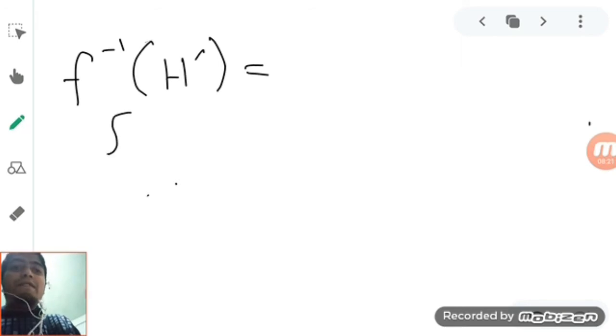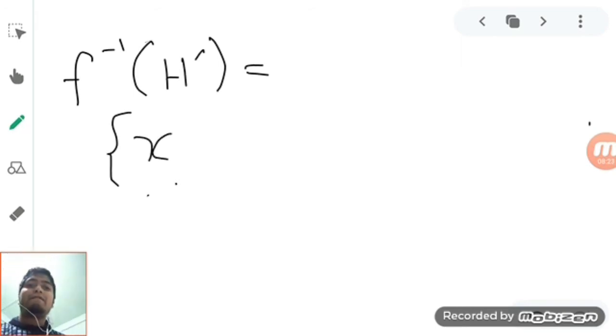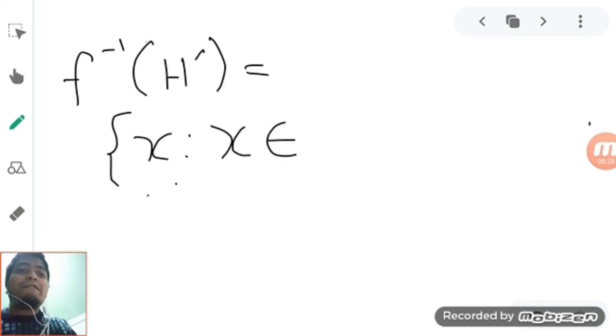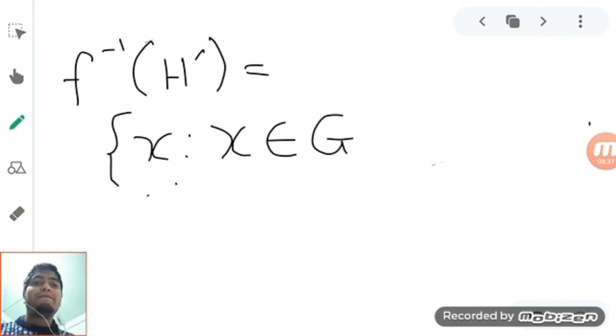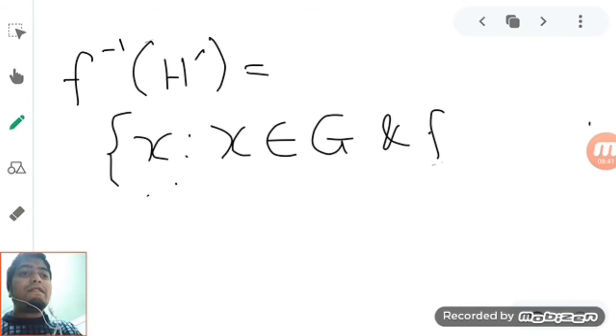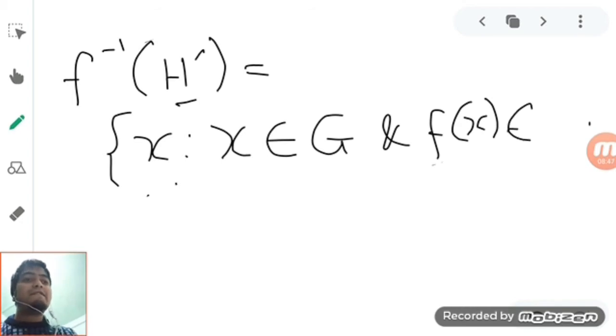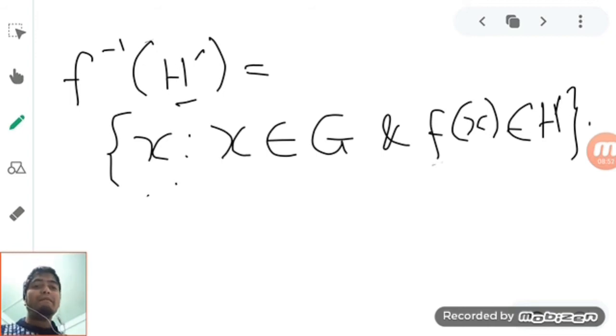It will be a set of all elements from the first set. That is, x should be an element of the first set. Over here it will be G, because as we were doing, f is a function from G to G dash. So x will be an element of G, and f(x) should be an element of H dash. f(x) belongs to H dash.